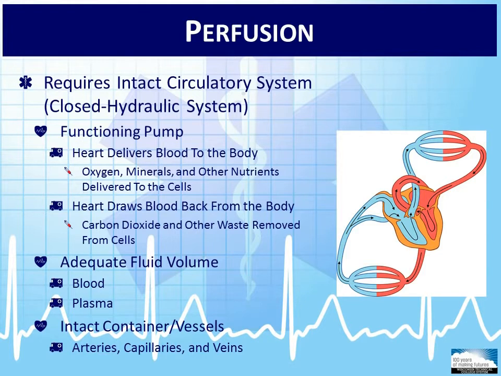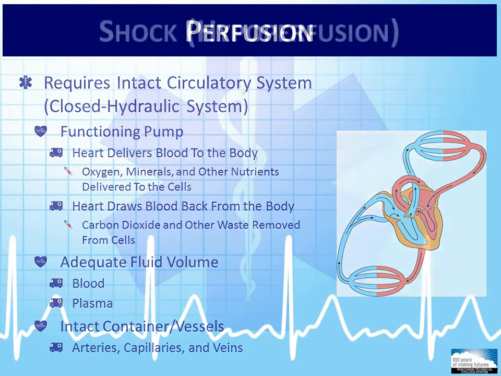Even if the blood vessels are able to constrict themselves to conserve blood, having a leak within the system can also negatively impact perfusion depending on the size and location of the leak. These three components, pump, fluid, and container, heart, blood, and vessels, are part of the overall circulatory system, and a problem with just one of these three components can have a profound impact on the body's ability to adequately perfuse its cells, tissues, and organs.